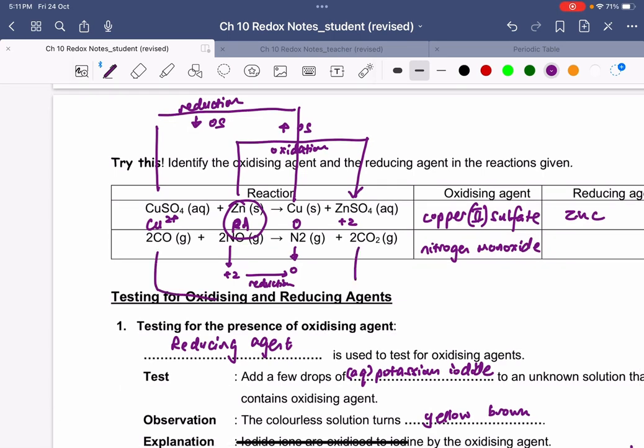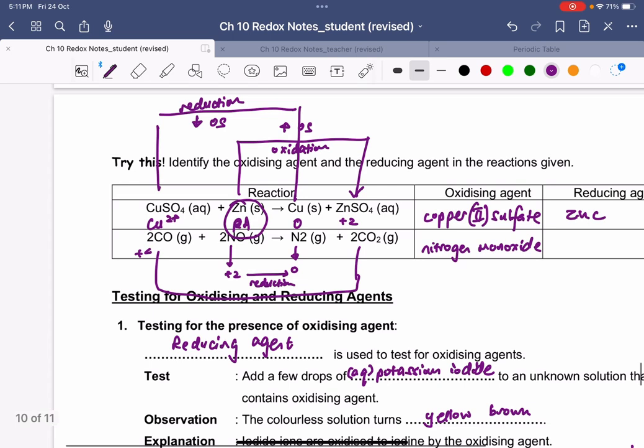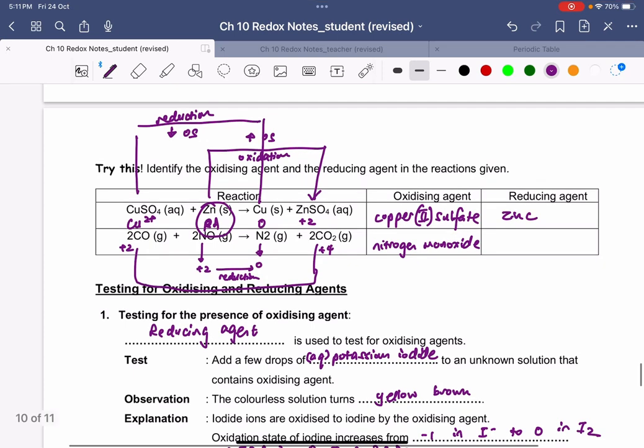Carbon monoxide to carbon dioxide, this one is a plus 4, plus 2. Carbon is a plus 2. And this one is a plus 4. This is an increase. So increase in oxidation, so the reducing agent is carbon monoxide.